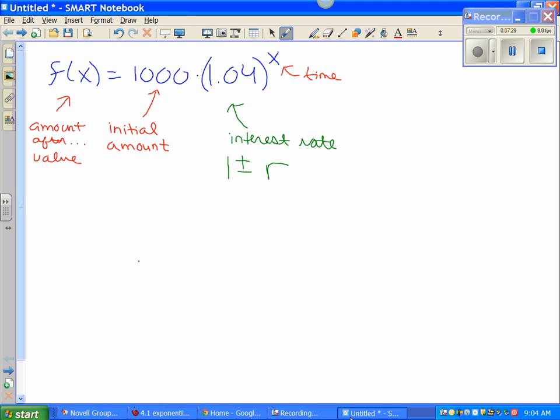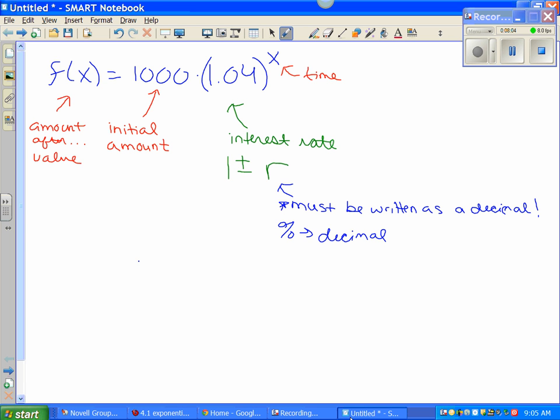Okay, so 1 plus or minus the rate. Now, something tricky about this. How are rates generally given to you? As a percent. How do we have to write them here? As a decimal. Must be written as a decimal. Okay, so it'll be given to you as a percent. You have to change it to a decimal.